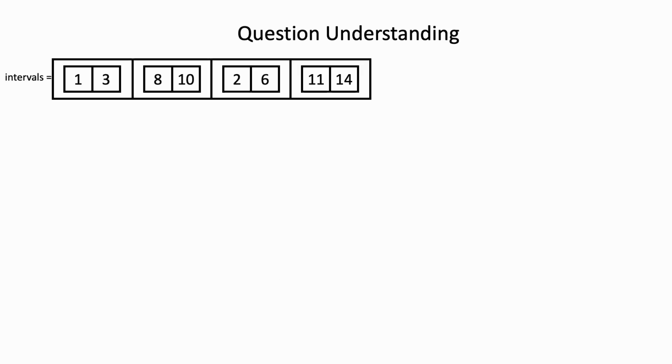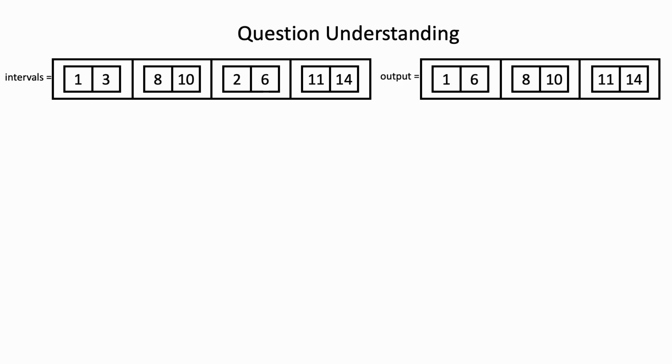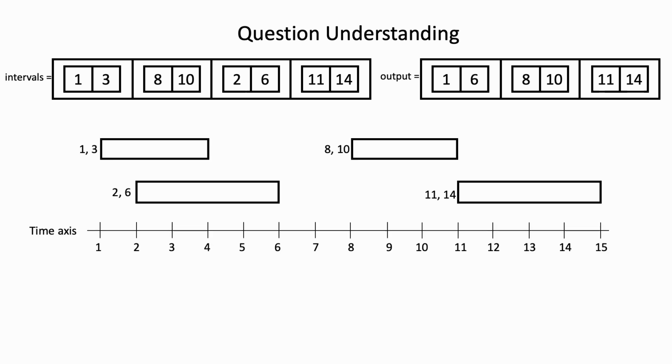Let's take this example test case to understand the problem. The expected output will be this. If we were to put these input intervals on the time axis, then they would look like this. On this time axis, we can see that the [1,3] interval and the [2,6] interval have some overlapping time. Hence, these two intervals are merged into one interval in the first element of the output array, that is [1,6].